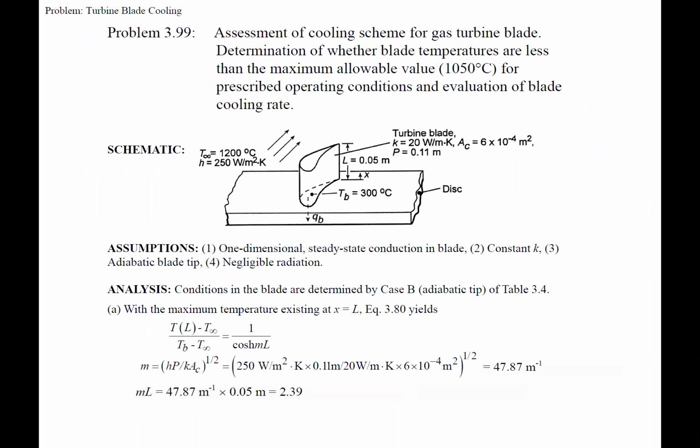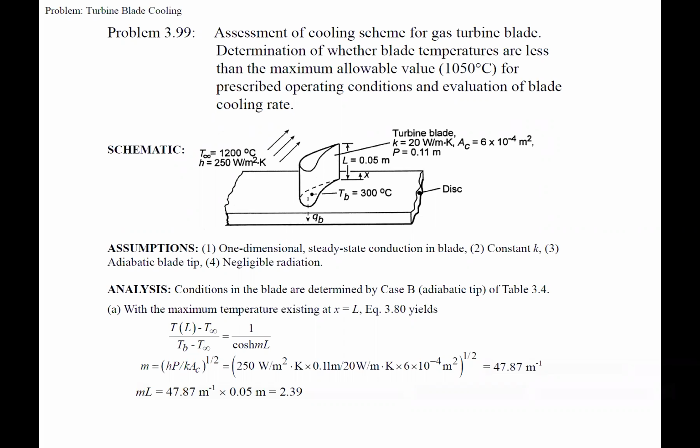All right, so then we have examples. So this is 3.99. Turbine blades mounted to a rotating disc in a gas turbine engine are exposed to a gas stream that is at T infinity of 1200 degrees Celsius. It maintains a convection coefficient of 250 watts per meter squared Kelvin.